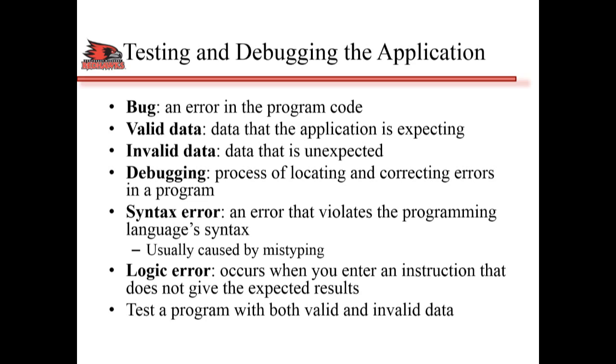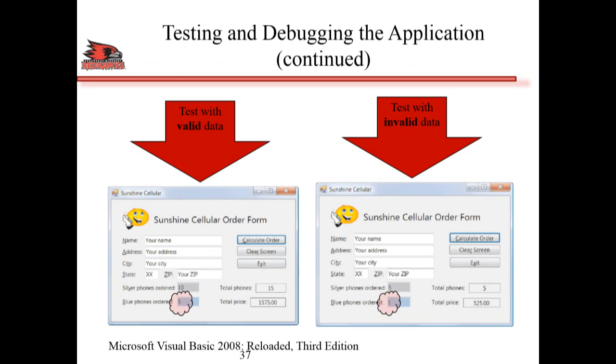Or maybe these are supposed to be integers, but somebody somehow manages to type in 5.5, which does not make sense for a number of phones, right? In these cases, you have to account for them and make sure your program does not crash. It's supposed to put up a dialog box saying that you can't enter text or a fraction in these text boxes. So you need to test your program with these kinds of wrong inputs, or idiotic inputs.